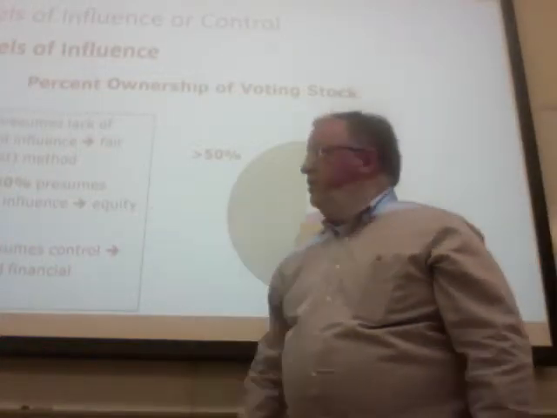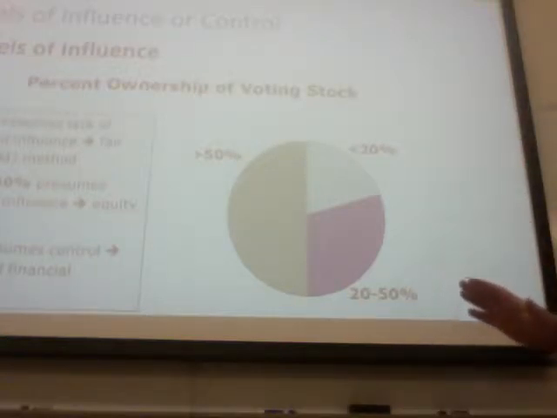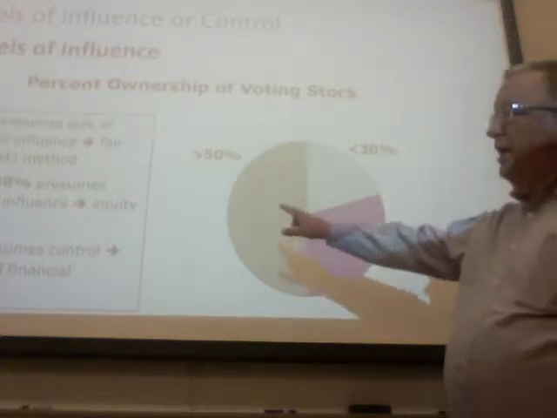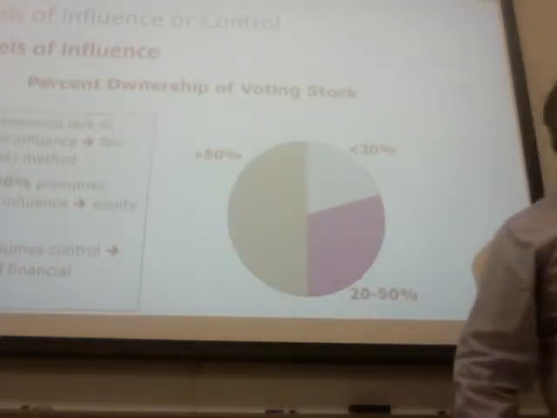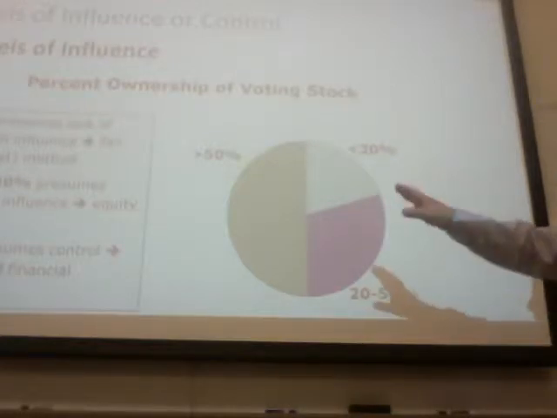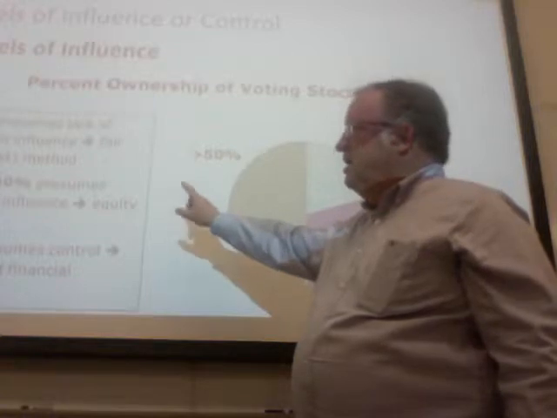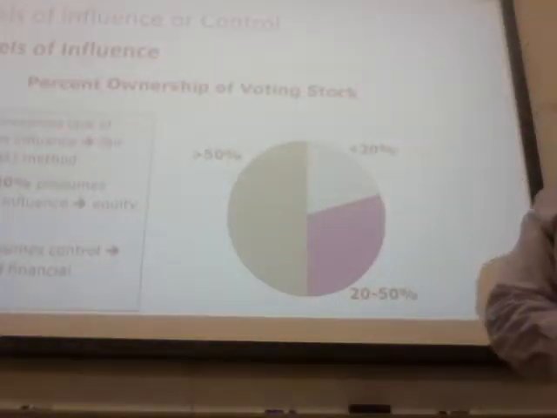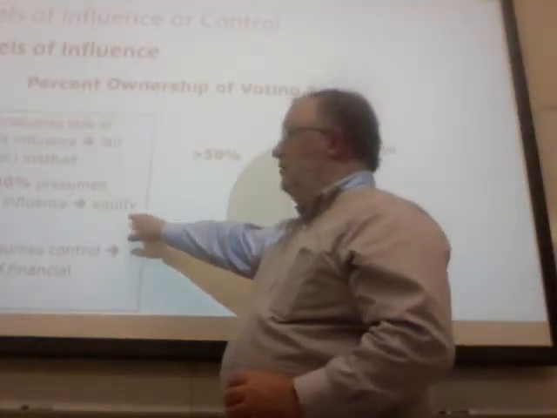20 to 50% presumes significant influence. We're going to use the equity method, which is a fundamentally different way of accounting for that investment. We're going to recognize our share of the earnings of the investee based on our ownership percentage and their income as adjusted for some of our fair value adjustments. And we're going to reduce the investment for the cash we receive for the dividends. So the dividend accounting is very different when we're using the equity method.